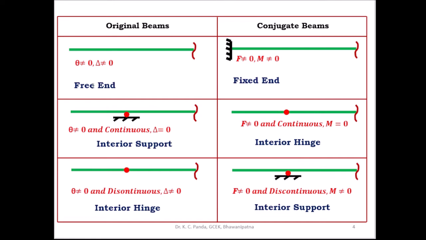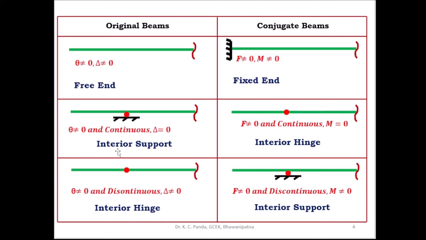So here if in the original beam the end is free end, the slope is not equal to 0 and the deflection is not equal to 0. But in the corresponding section of the conjugate beam, the end is fixed, so here the shear force is not equal to 0 and the bending moment is not equal to 0.